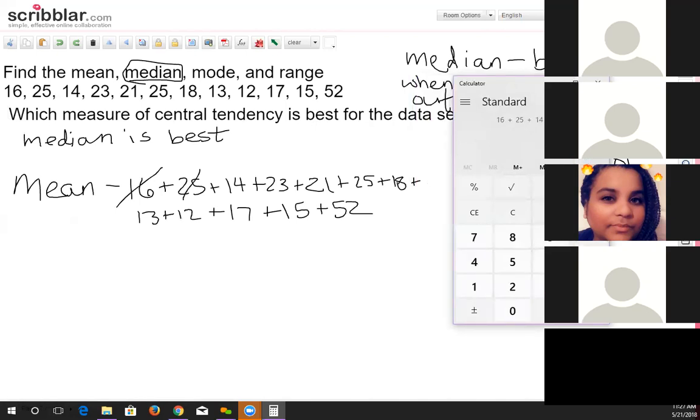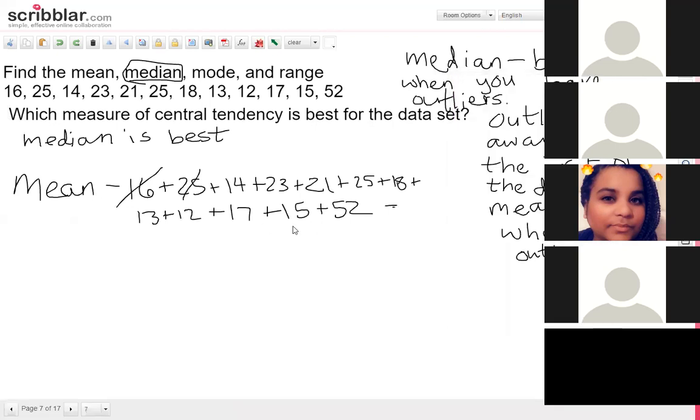Luckily this one shows, notice I missed a plus sign in between the 23 and 21, which means I have to start again. 16 plus 25 plus 14 plus 23 plus 21 plus 25. 18 plus 13 plus 12 plus 17 plus 15 plus 52. 251. So now we've added them all together.